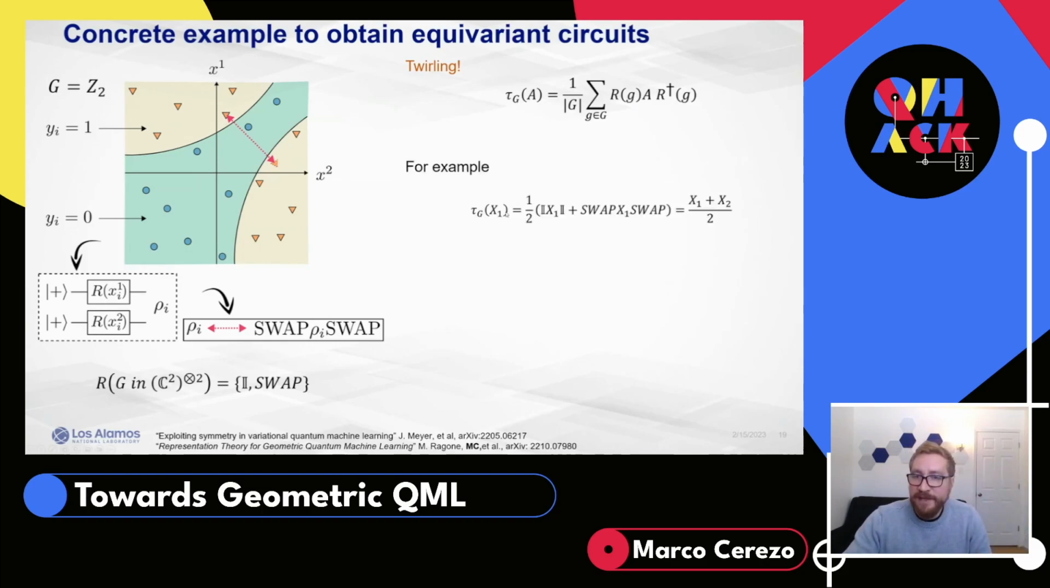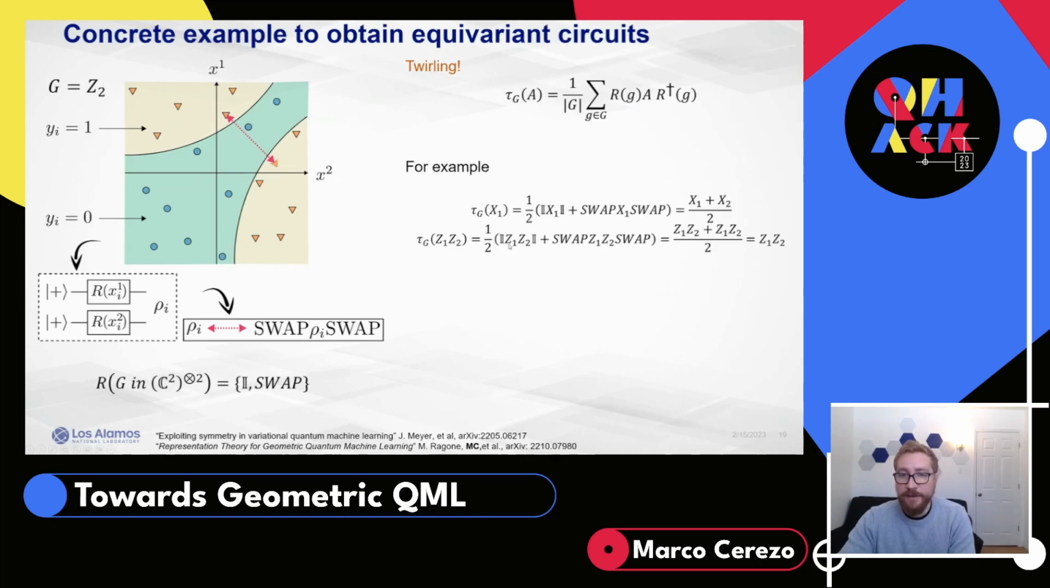Again, abstract, let's go to something concrete. Say that I want to implement X1 as a gate in my quantum computer. Well, I need to twirl it. That means apply identity, X1, identity, plus swap, X1, swap. You can see that this gives me X1 plus X2 divided by 2. So this is great. Now I have this, and I know that if I exponentiate this operator, it's going to be an equivariant layer.